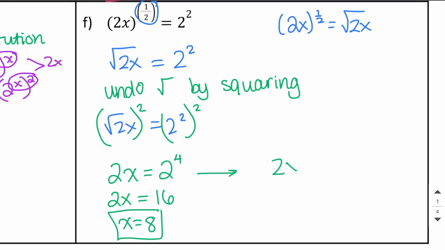Or another option that I have is to divide by 2. So then I get 2 to the power of 4 over 2. So then x equals 2 to the power of 3. Because when you divide, you subtract your exponents and you still get 8. Okay?